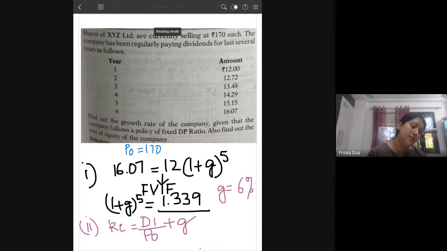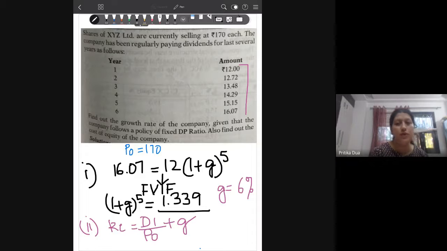These are the dividends that have been already paid. So these are the dividends. Please, before you start solving, read the question carefully. ये जो ट्रेंड हमने एनालाइज करा है वो पास्ट पेड डिविडेंड से करा है. So you have calculated the growth rate on the basis of the past paid dividend.